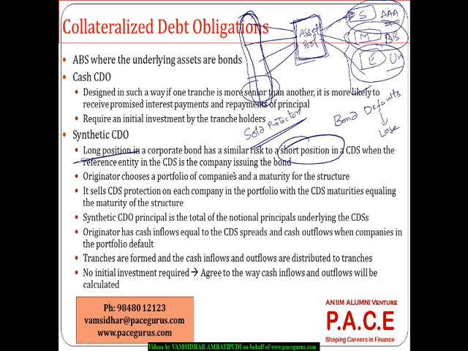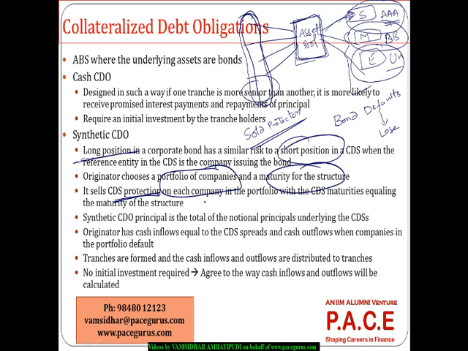Now that is the idea behind a synthetic CDO. So here, instead of physically purchasing the bonds, it goes with a short position in the CDS. A portfolio of companies and maturity, just for reference, are selected, and the CDS protection is sold on each of the companies virtually.